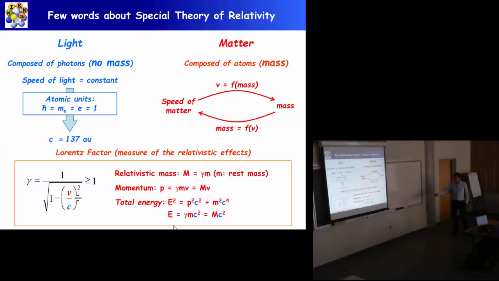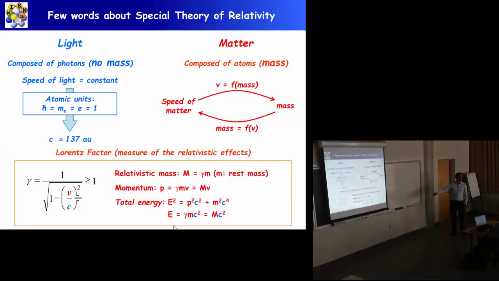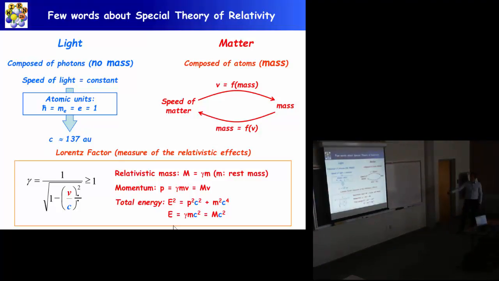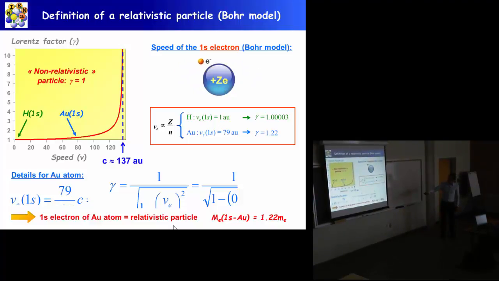And as a consequence, the energy will change, and you will have this famous formula which says that the energy is mc squared, where m is not the rest mass, but the relativistic mass. You can also see that we can express the energy in this way. That will be quite useful when we look at the Dirac operator. So let's look at very simple things. If you look at this Lorentz factor, so you have this gamma value. As soon as you are higher than one, you have a relativistic particle.